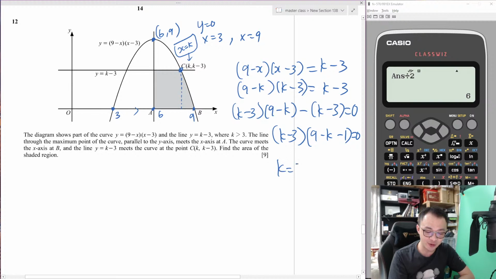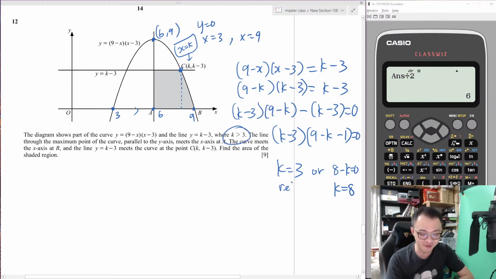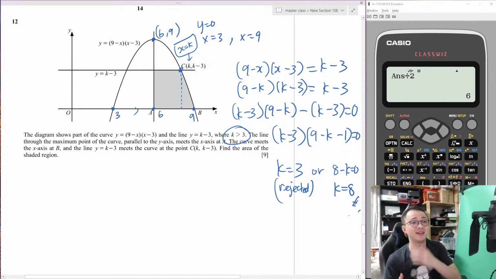Then k equals 3. And then this other one is 9 minus k minus 1, which is 8 minus k, isn't it? 8 minus k equals 0, then k equals 8. Since the question tells me k must be bigger than 3, I reject the first answer because it is not bigger than 3. So therefore, I only have one answer, which is k equals 8 here.